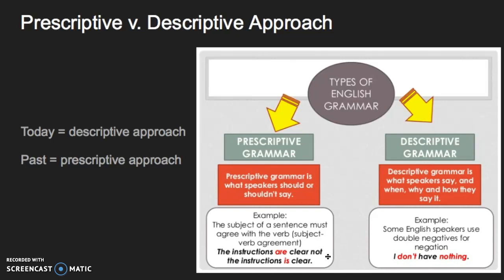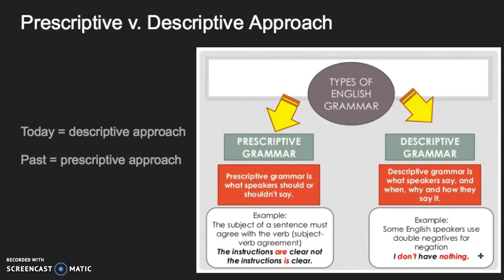However, descriptive grammar is what linguists are really interested in studying today, and it basically is a way of describing what people say. So getting that written down and how they say it.